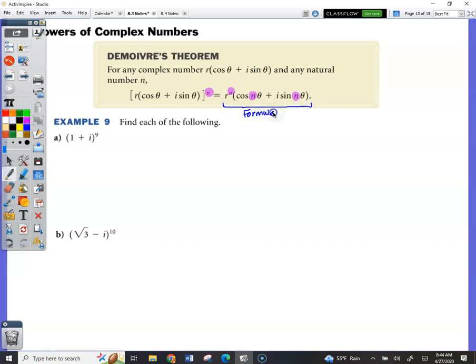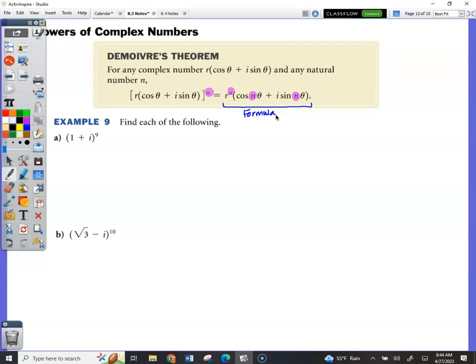No, you don't have to memorize it. It'll be given to you. How do you know when to use it? Well, if you look at the left side, you can see that it's a trig format raised to the nth power. That's how you know when you use it. So look at example 1. 1 plus i raised to the 9th.